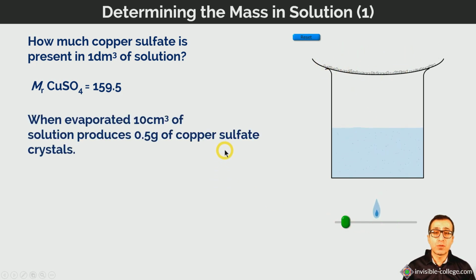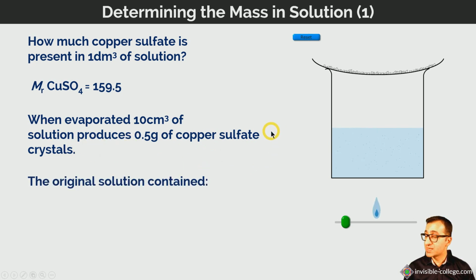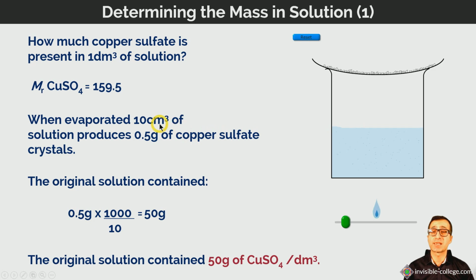Eventually, what you would be left with is copper sulfate crystals here. So, the original solution, if we look at these numbers, the original solution must have contained 0.5 multiplied by 1,000 divided by 10 grams of copper sulfate crystals. So this gives us 50 grams. So we see here that the concentration in terms of grams per cubic decimeter of the original solution is 50 grams per cubic decimeter.